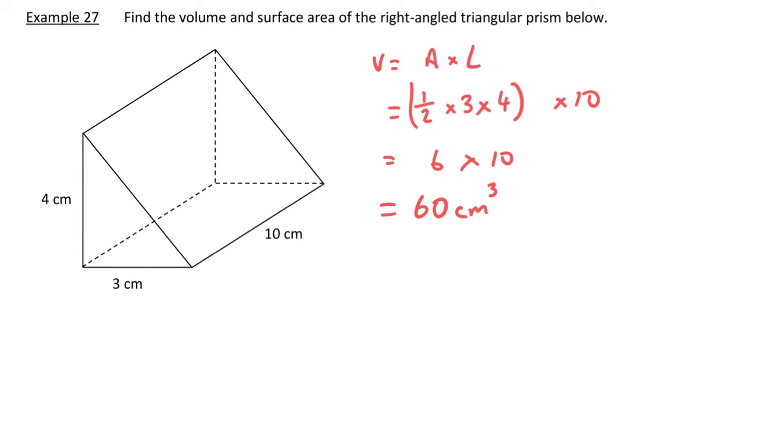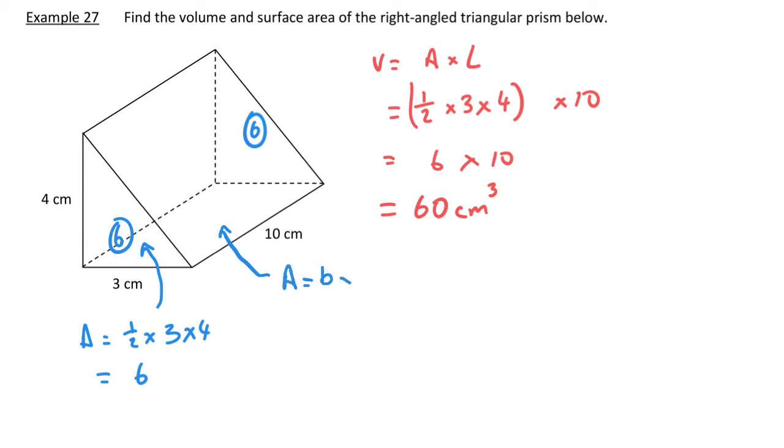Then we need to work out the area of the faces. So if we go for the front and the back, they're going to be the same. The area is a half times 3 times 4, which is 6. So the front has an area of 6, as does the back. Then if we consider the bottom rectangle, so the base of the shape, its area is base times length, and it's 3 centimeters wide by 10 centimeters long, so that's an area of 30.